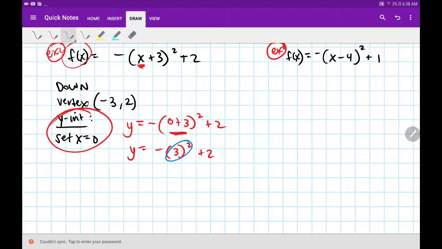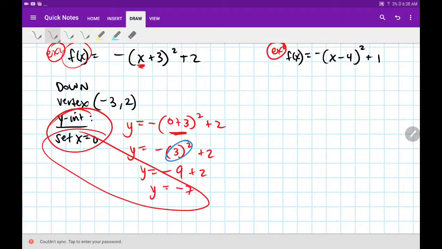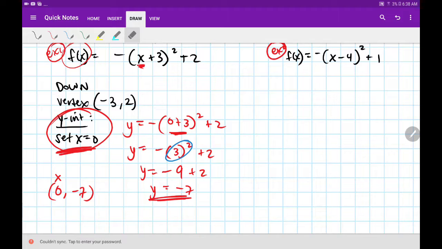Next, we're going to use our exponents. So y equals, the negative stays, and 3 squared is 9. And then finally, we'll add and subtract. That gives me negative 7. Now, it's not enough just to write y equals negative 7. No, this is actually a coordinate point. Remember, x equals 0 and y equals negative 7. That's your y-intercept. It's a point. So 0, comma, negative 7. I put the 0 in the x spot because that's what I set x equal to over here. And I put negative 7 in the y spot because we had solved for y over here.